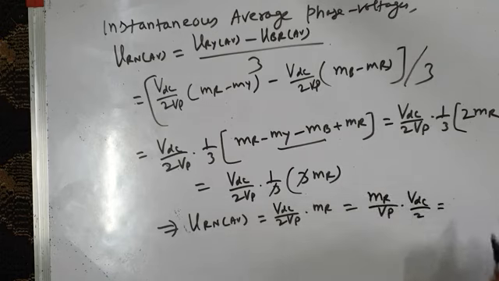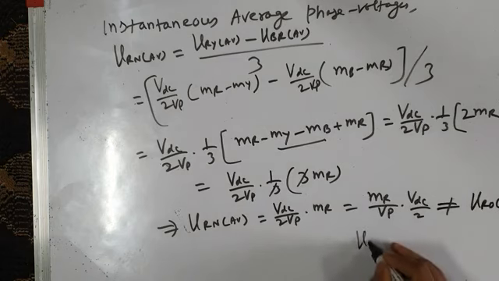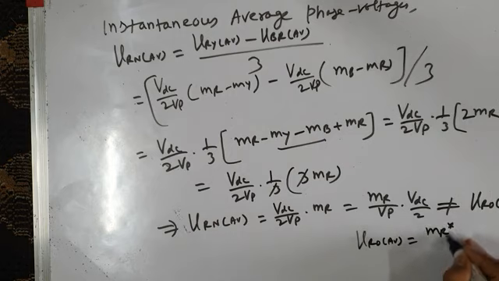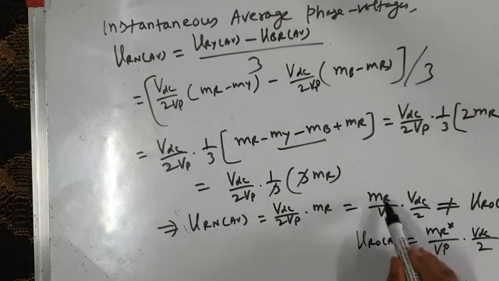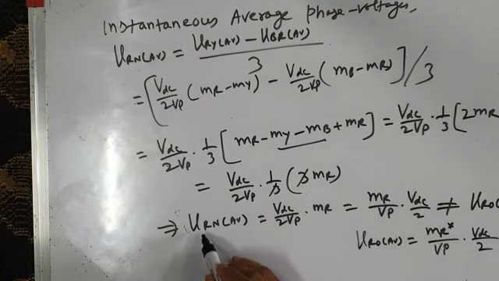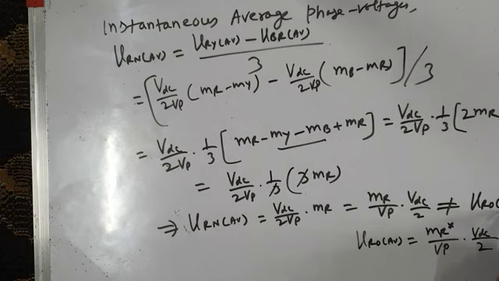So is it equal? It is not equal to the pole voltage VRO average, because with the modified target reference wave, what was our instantaneous average pole voltage? That was Mr star by Vp into VDC by 2. That was not Mr by Vp VDC by 2. That was Mr star by Vp VDC by 2. But our instantaneous average phase voltage VRN is Mr by Vp VDC by 2. It is not Mr star by Vp VDC by 2. Therefore, the instantaneous average phase voltage VRN is not equal to the instantaneous average pole voltage VRO.